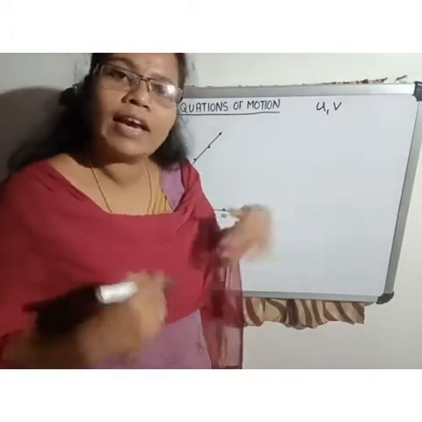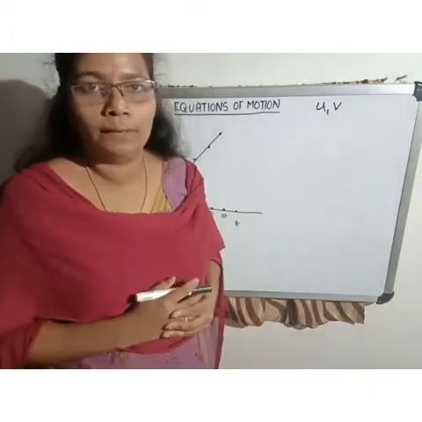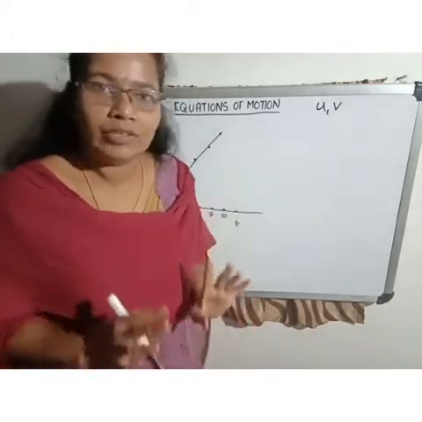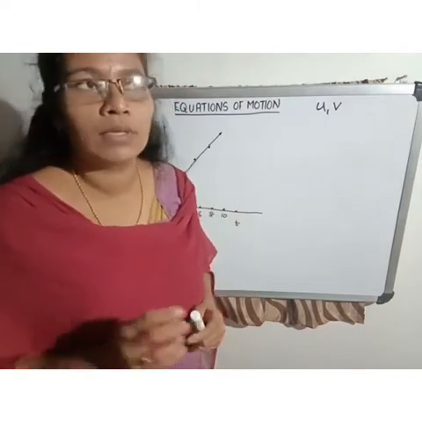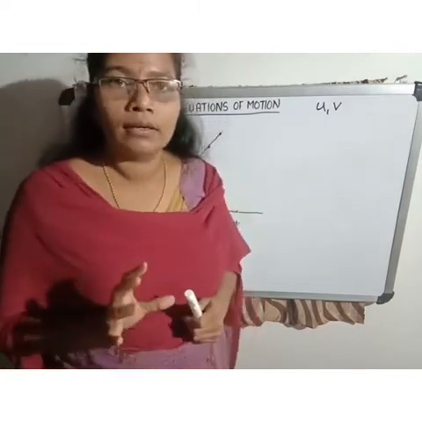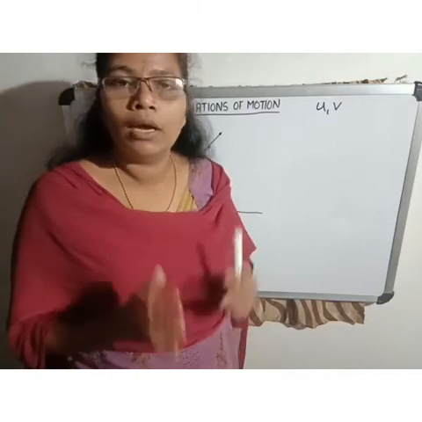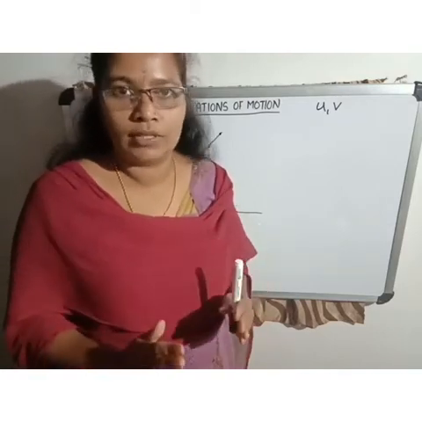V is the final velocity of a body and U is the initial velocity of a body, which means at the starting point of a motion, a body possesses a velocity.